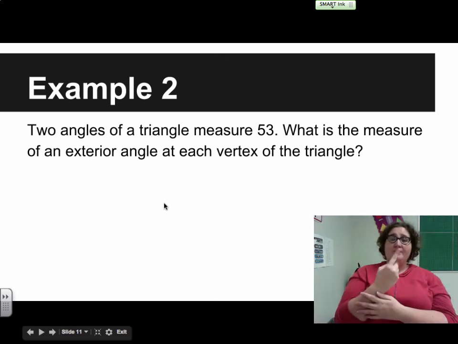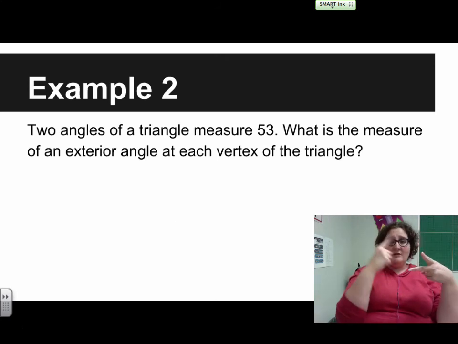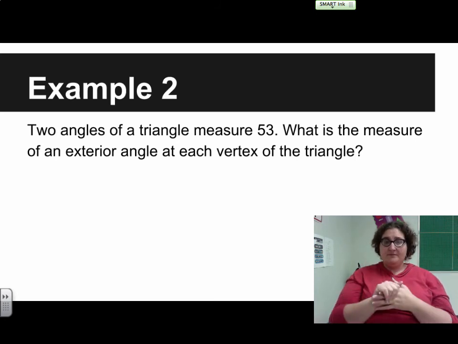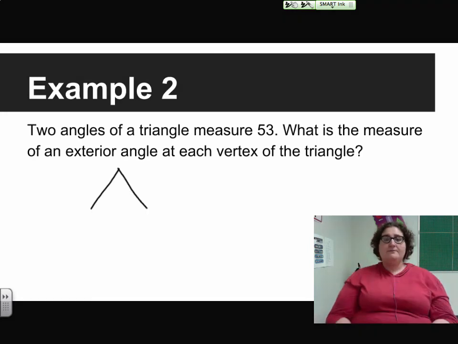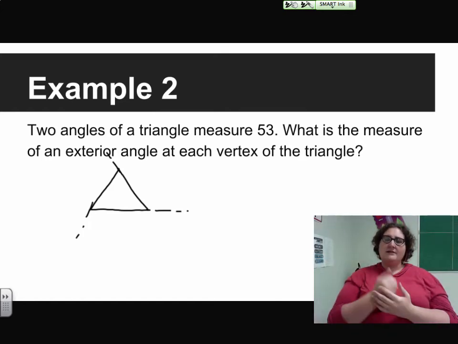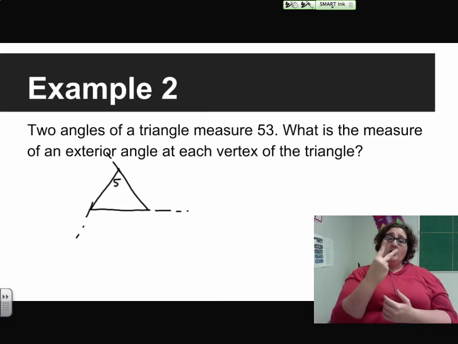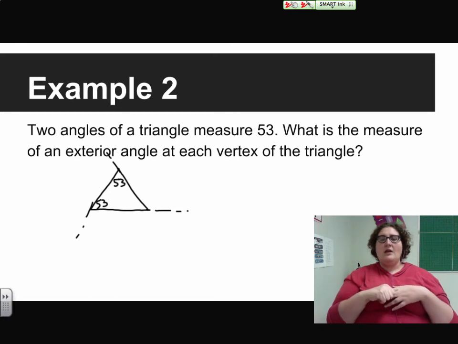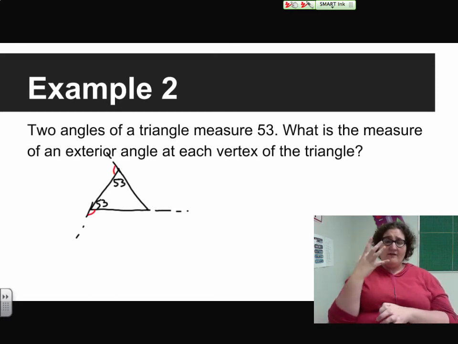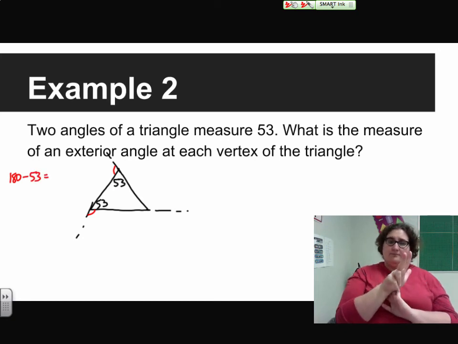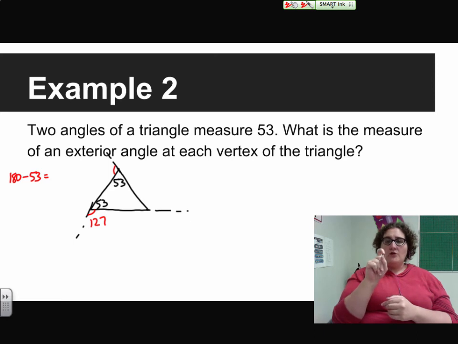Example 2 says two angles of a triangle measure 53 degrees. What is the measure of an exterior angle at the vertex of each of the triangles? Okay, so first we need to draw our triangle. And we're going to extend it out so we have our exterior angles. Okay, and it said that two of the angle measures was 53. So 53 and 53. Now, most of us, if we want to find these two angles, we're going to say, okay, they form a linear pair, so I'm going to take 180 minus 53. And you get that those angles are 127.